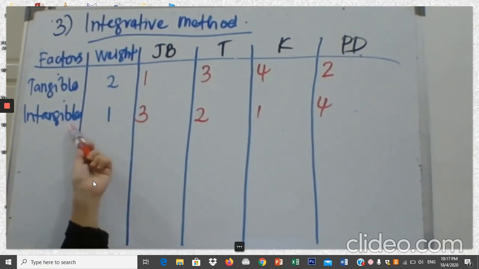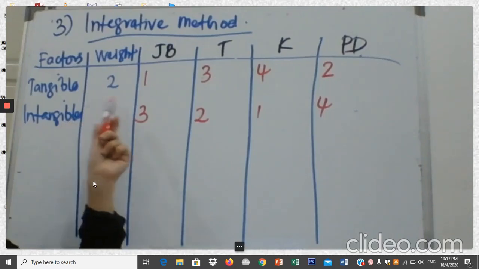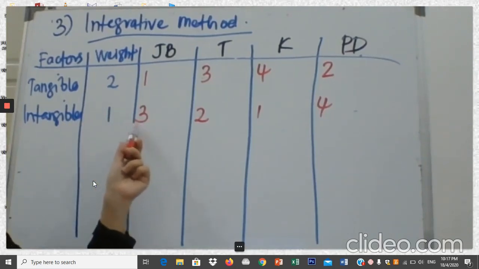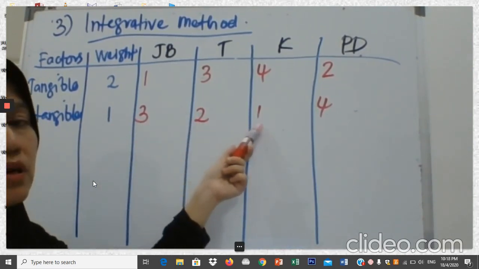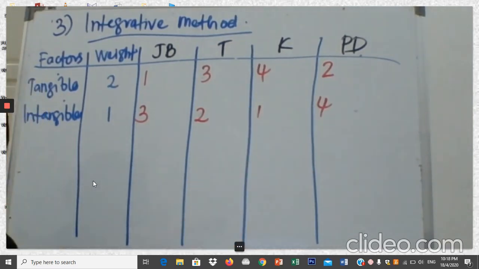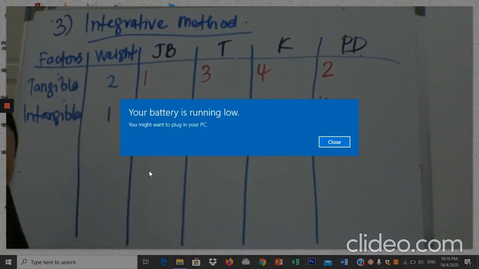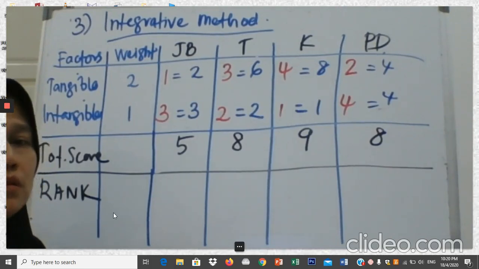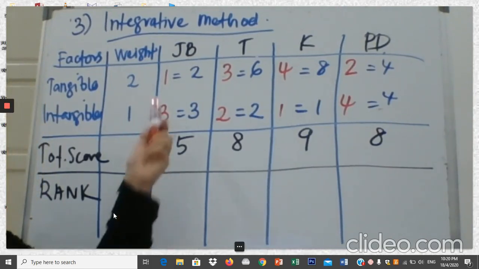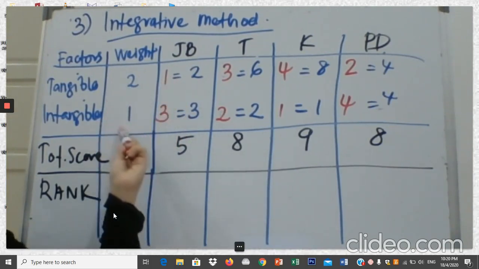And you do the same thing for the intangible factors. Just now, we calculated the total score, we assigned the rank and also merit. You copy that merit from the intangible factors calculation and paste over here. So, merit for JB is 3, 2 for TAPA, 1 for Klang, and 4 for PD. Copy, paste the merit. Okay, once you have copied and pasted the merit for tangible and intangible factors.